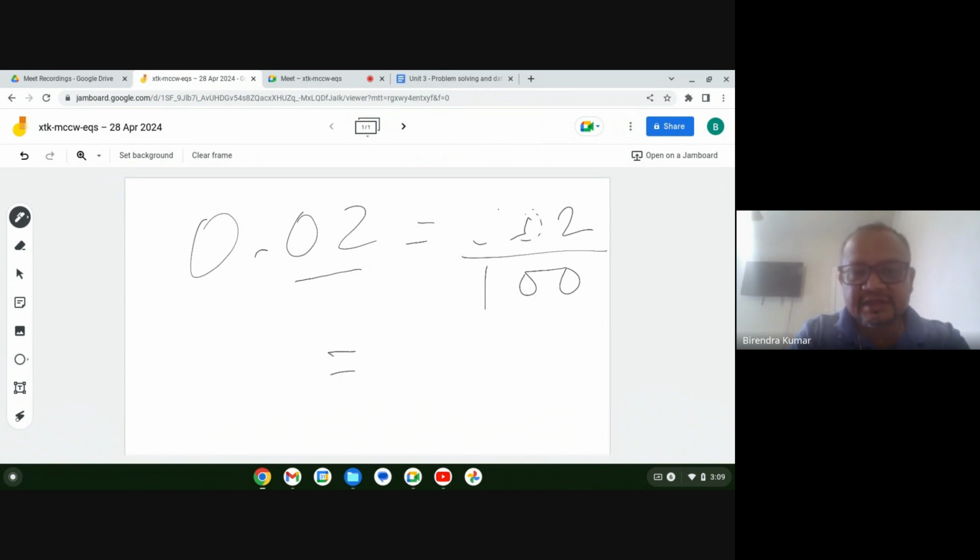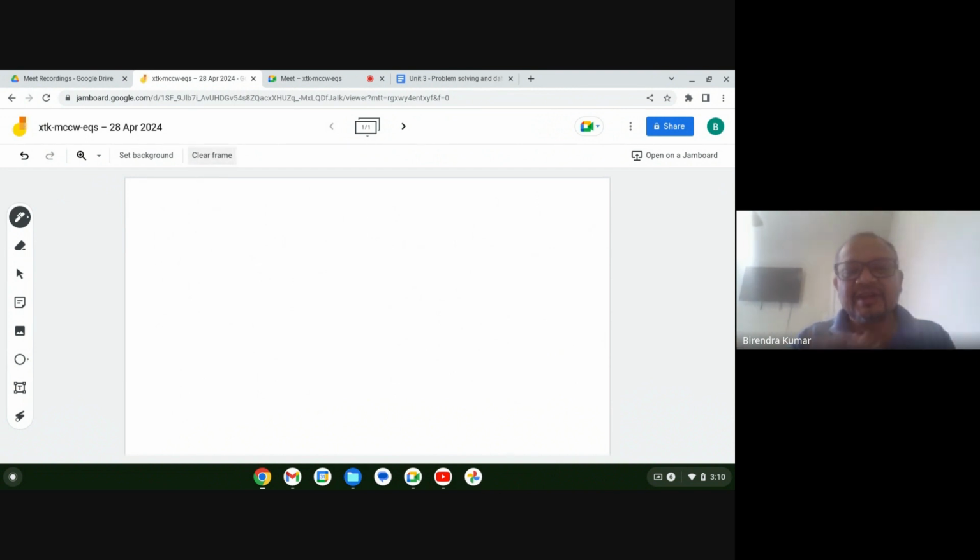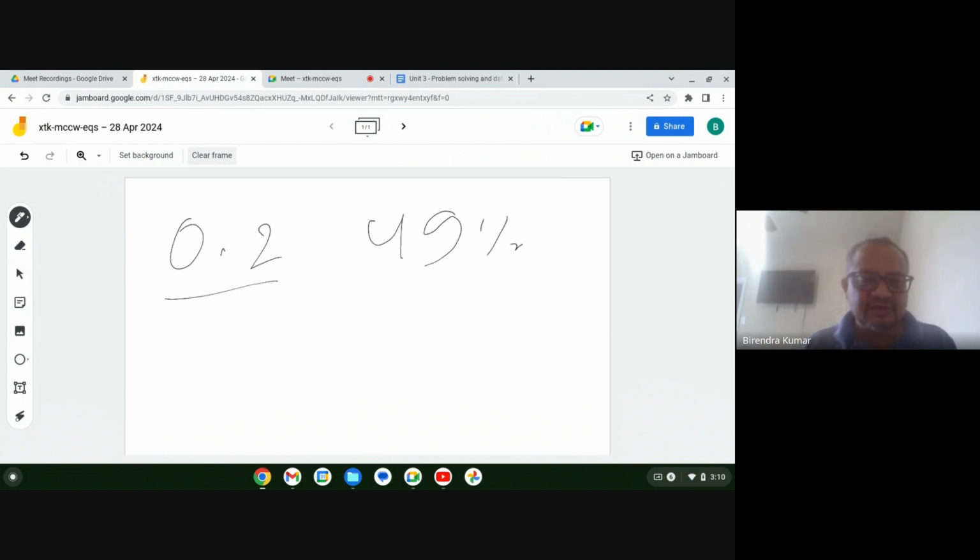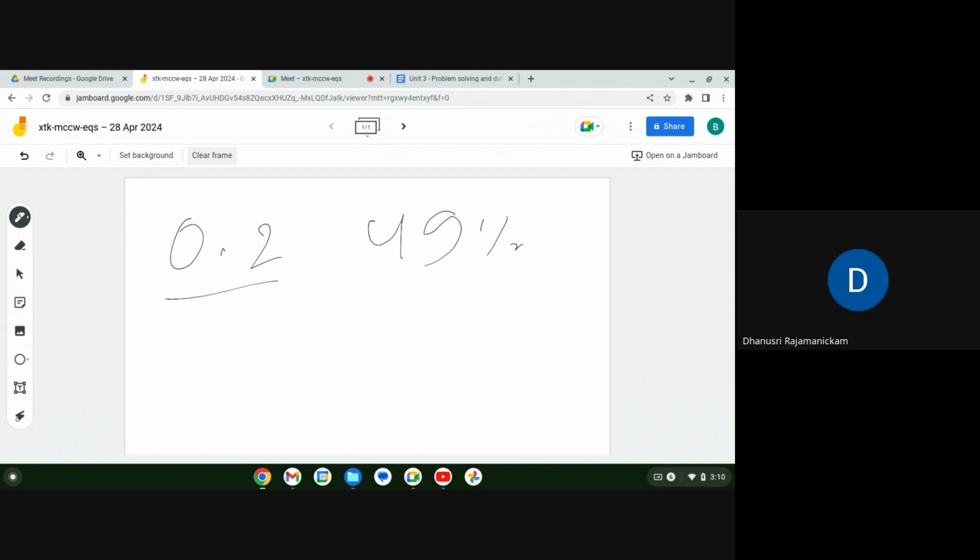I can say this is 2% because this is 2 by 100. Okay, so I know these are the easy ones, but I was just doing it to make sure that we don't overlook this, right? So when it comes to percentage, there are three things that we always have to know: if I have a decimal, how do I convert this into a percentage, or how do I convert a percentage into a fraction or a decimal? Both ways. Clear?